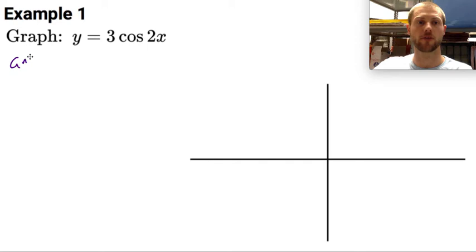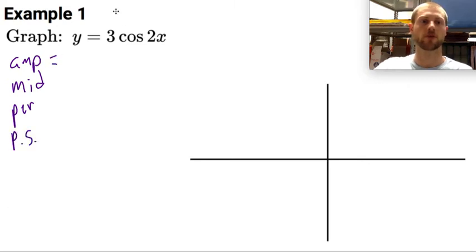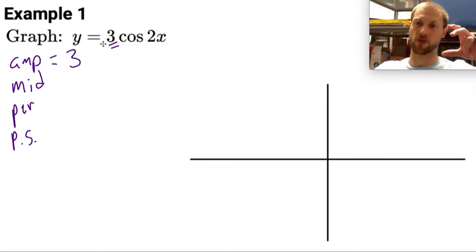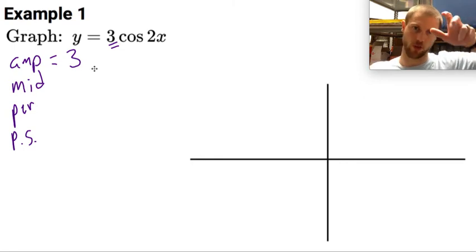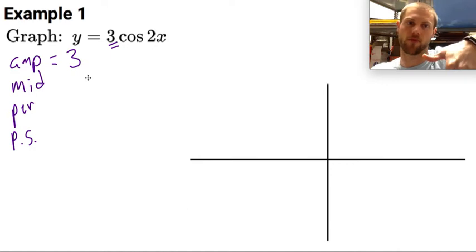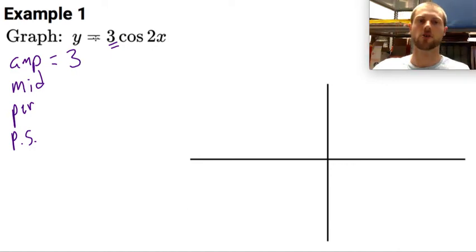So just like before, I'm going to identify all of my special values. I'm going to identify the amplitude, the midline, the period, and the phase shift. The amplitude is still given by whatever the a value is, so the amplitude is 3. If this were a negative 3, just like with the sine function, I would reflect this graph, and now start at a minimum, not the maximum. No negative sign, so this is going to start at a max still.